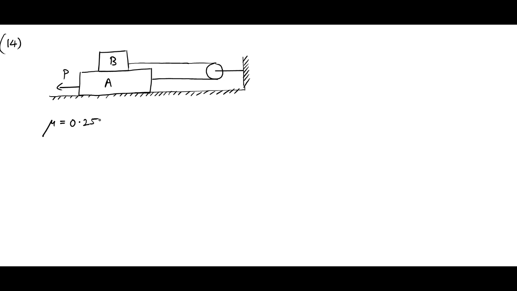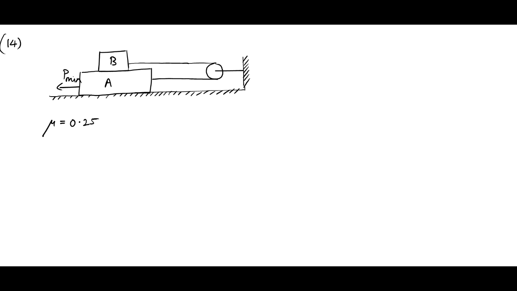for all sliding surfaces. Now since mu s and mu k, the static and kinetic coefficients of friction, are not given separately, we assume that both of them are individually equal to 0.25. Mu s is equal to mu k is equal to 0.25. So we want to find what is the minimum force P minimum, to start this system moving.